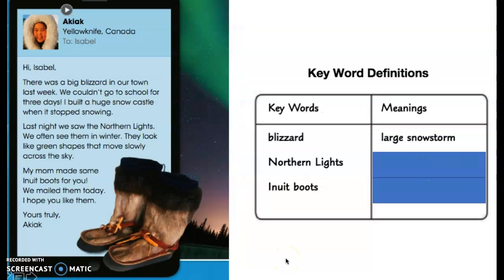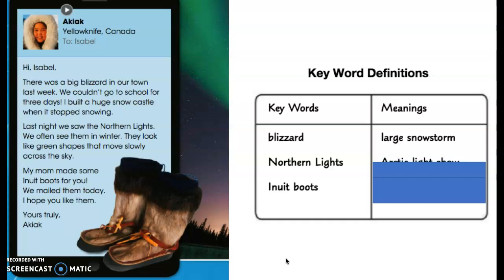I know the meaning of blizzard would be a large snowstorm. I know that because the text says it built a huge snow castle when it stopped snowing. So I was able to infer that that meant a large snowstorm.